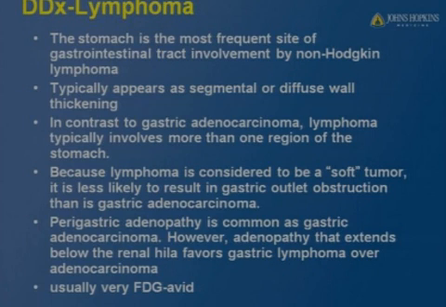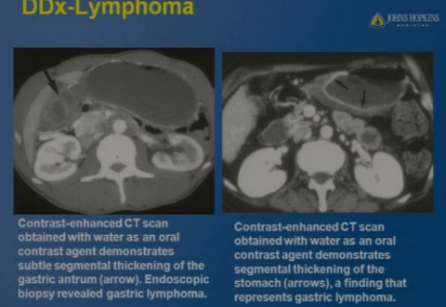obstruction. Perigastric adenopathy is common, as in gastric adenocarcinoma, and if the adenopathy extends below the renal hilum, it favors gastric lymphoma over adenocarcinoma, and they are usually very FDG avid.